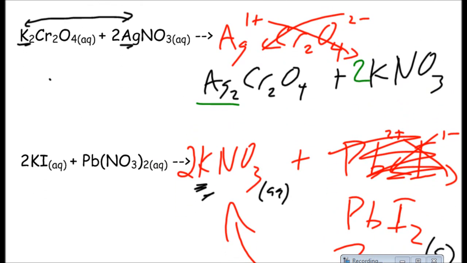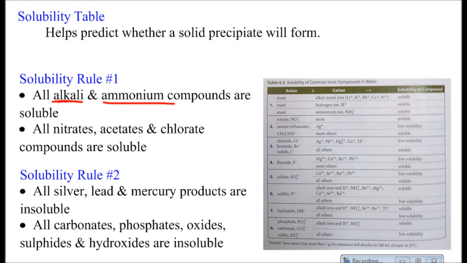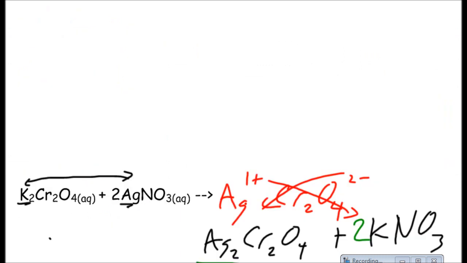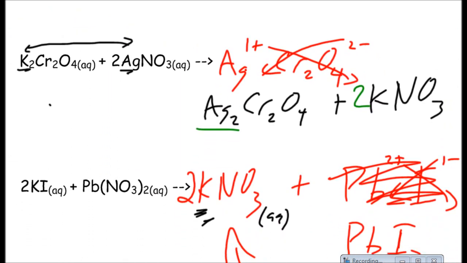Yet again, we can take a look. As well, anything that has a nitrate in it, an acetate or a chlorate, these compounds are always soluble. So if we take a look at our slide right here, we can say that this potassium nitrate has to be aqueous. And it has to be aqueous because of A, it's got an alkali metal, and B, because it has a nitrate ion. And that's how we know.